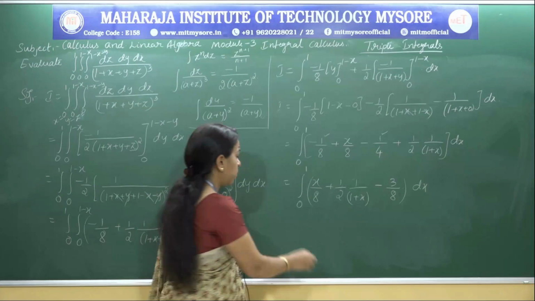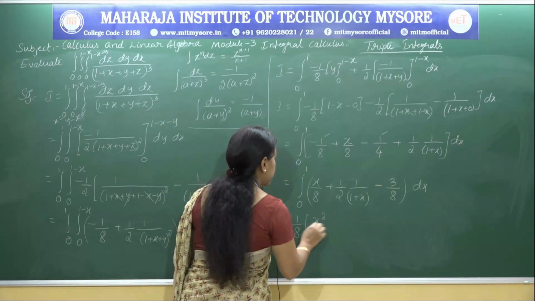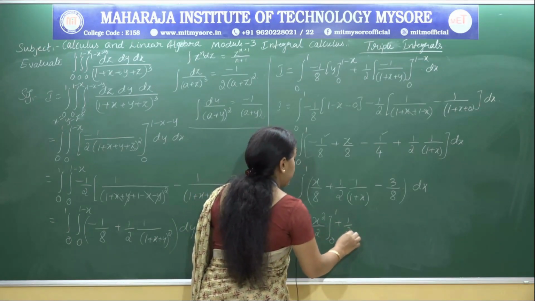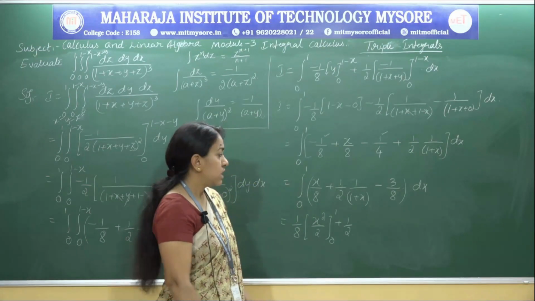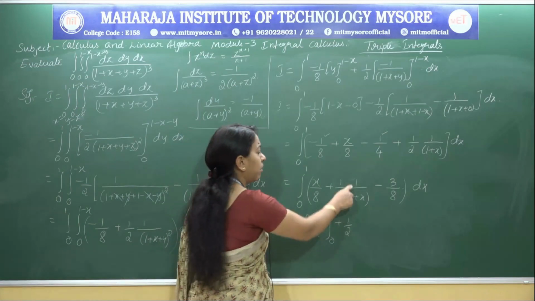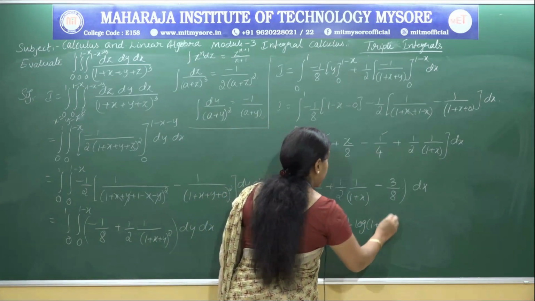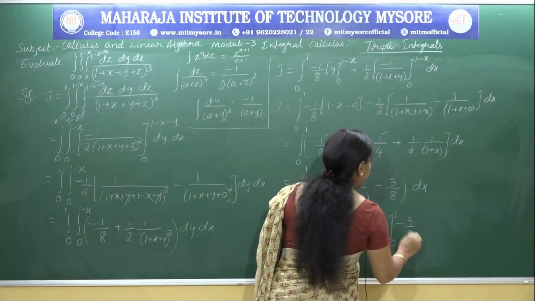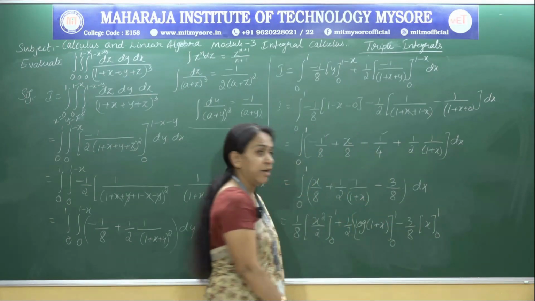Now integrate with respect to x, that is 1 by 8 common, integral of x is x square by 2 between the limit 0 to 1 plus 1 by 2 into integral of 1 by 1 plus x. So integral of 1 by 1 plus x is log of 1 plus x between the limit 0 to 1 minus 3 by 8 into integral of dx is x between the limit 0 to 1.